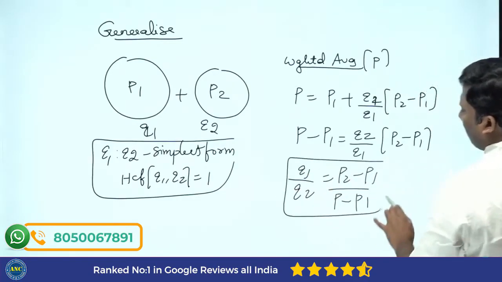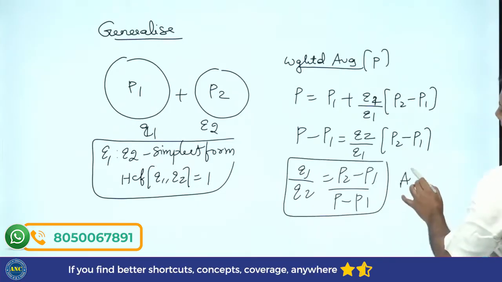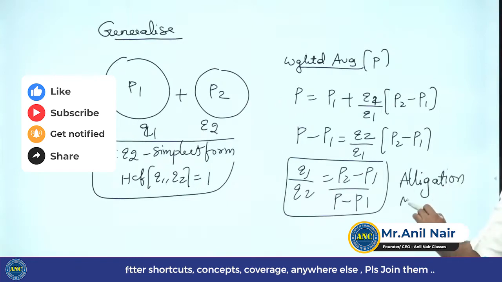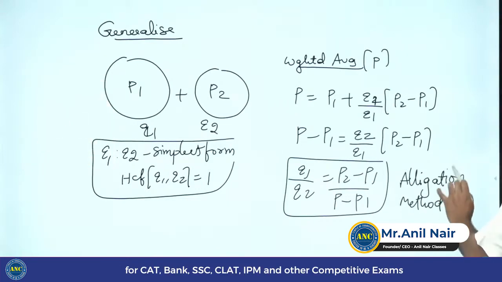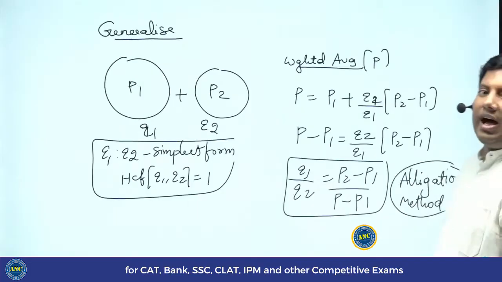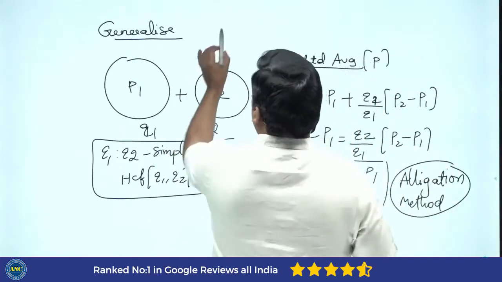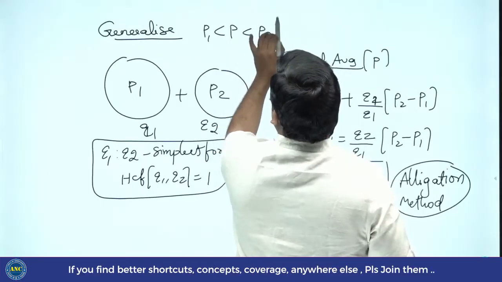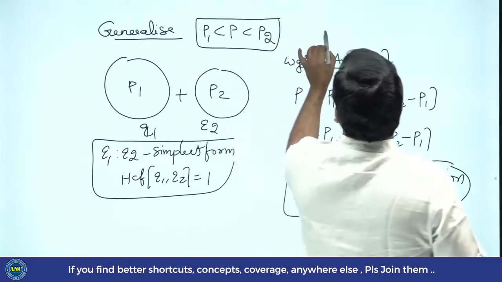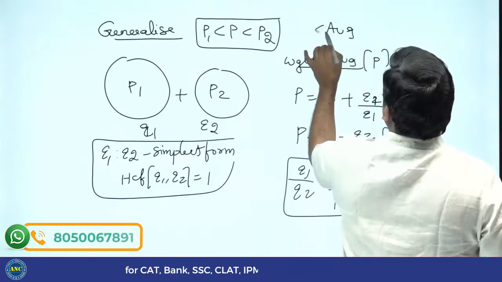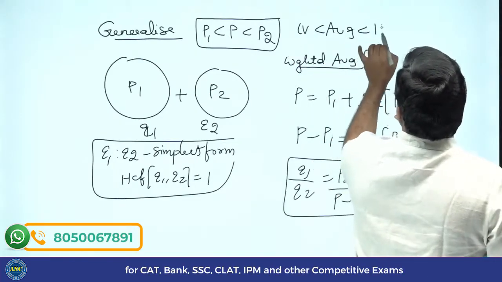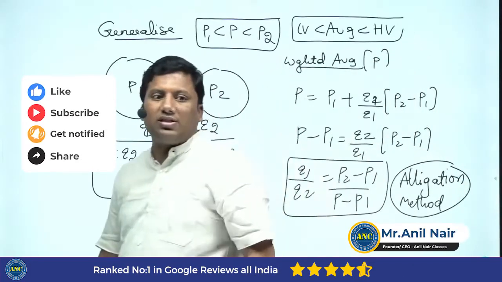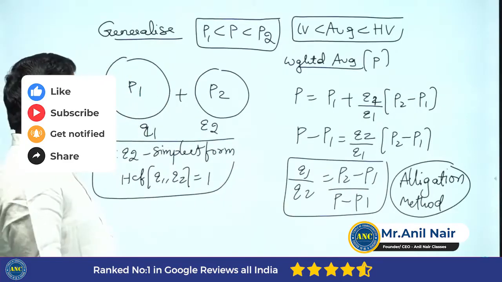This is nothing but the allegation concept. Very, very easy. Why do people discuss it as a separate chapter? I don't understand. P always lies between P1 and P2. Average always lies between the lowest value and the highest value.